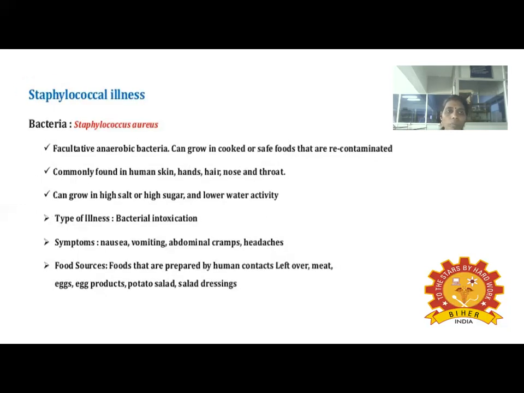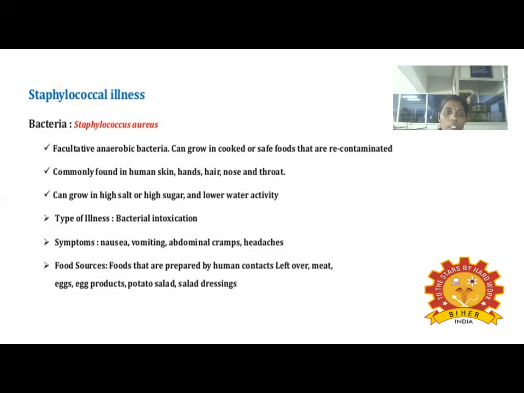Next disease is Staphylococcal illness. This is also a bacterial disease. It is caused by Staphylococcus aureus, the disease causing organism. This is a facultative anaerobic bacteria. It can grow in cooked or safe foods that are recontaminated. It can grow even in cooked food.